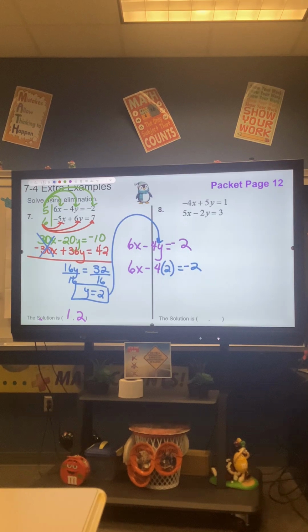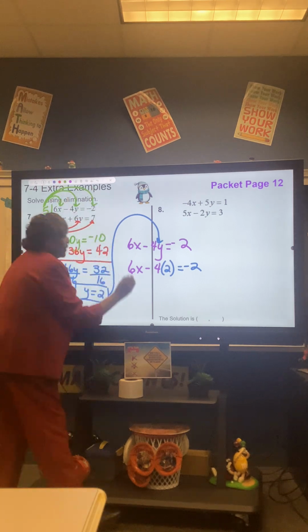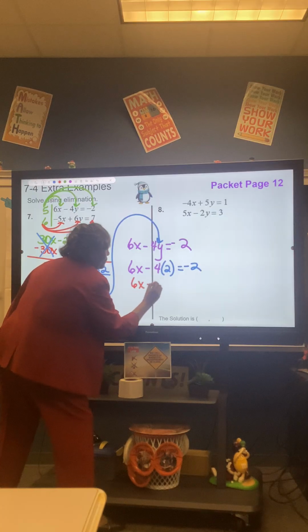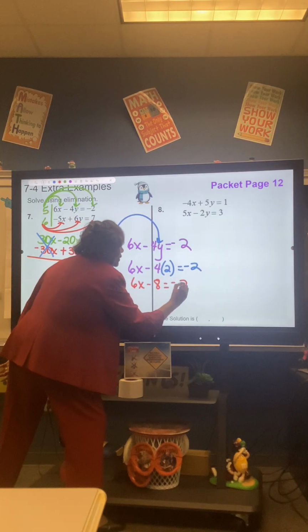Again, we go different ways to get to pi, okay? So if you do the X's and then cancel the Y's, 32 divided by 16. Don't count out yourself, girl. You're doing some good math back there. So I got 6X minus 8 is equal to a negative 2.